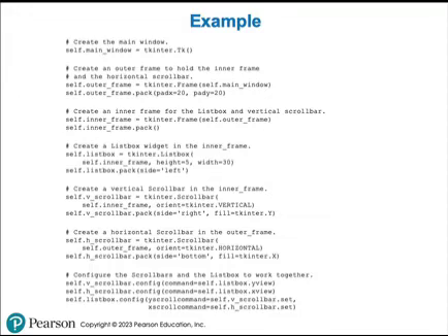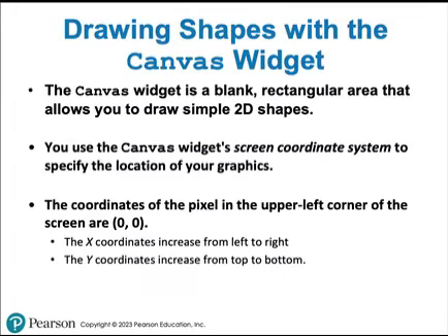So the next thing we want to talk about is drawing shapes, and we do that with the Canvas widget. So basically the Canvas widget is a rectangular area within your window that allows you to draw 2D shapes. Now, unfortunately, when we look at different things like turtle compared to tkinter, usually the X and Y coordinates are the same. X is left to right, Y is up and down.